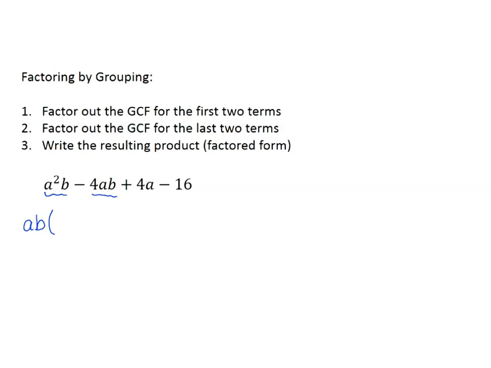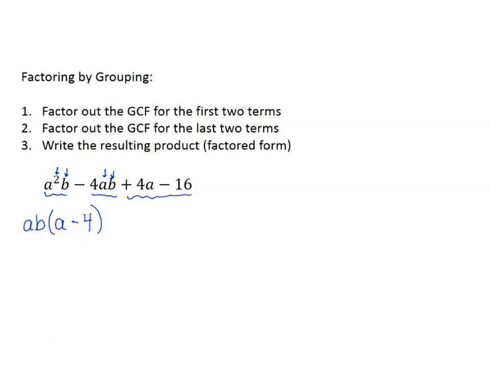When I do that, I'll be left with, from my a squared, I took an a, so I'll just get an a. And from the b, I took a b, so I won't have anything there. The 4 will still be there. And my ab here, I factored it out, so that's all I'll be left with.